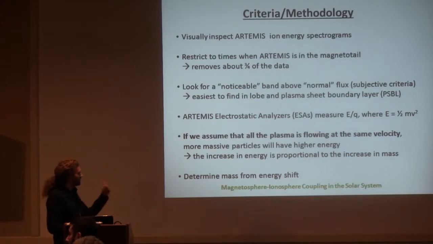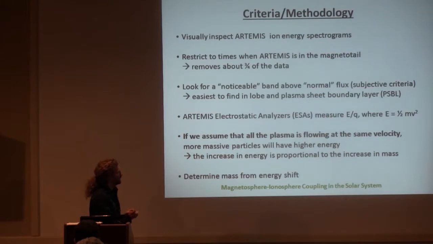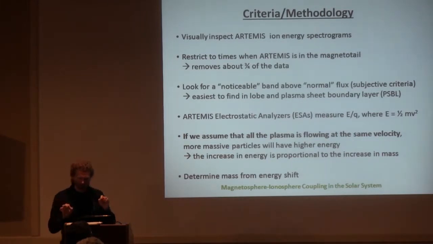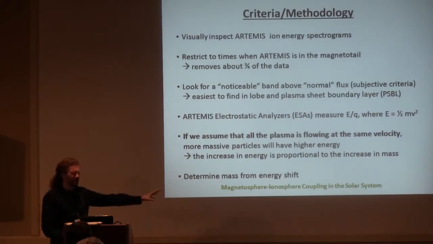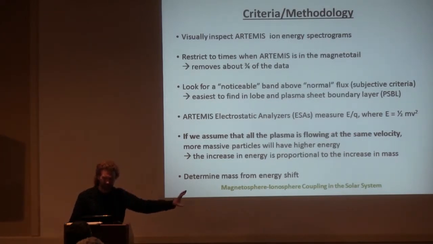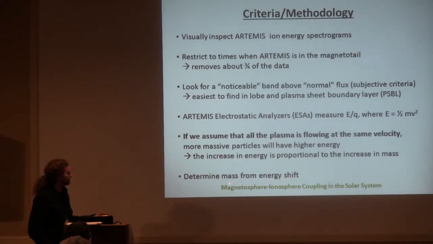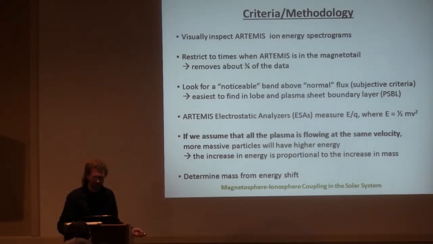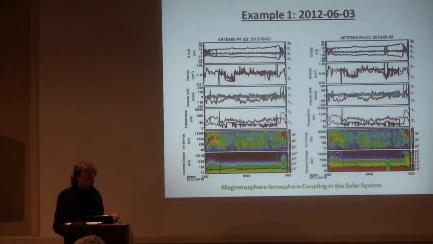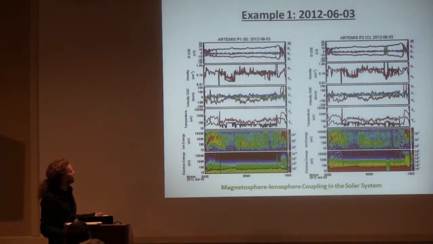Let's see. So it's an interesting point. The Artemis spacecraft have these electrostatic analyzers. They measure energy per charge. They do not measure mass. So we have to make some fundamental assumptions: if we assume all the plasma is flowing at the same velocity, then the more massive particles have a higher energy, and that is proportional to the mass. And so we determine a mass from the energy shift with this assumption that they move at the same velocity. And we'll address, is that really reasonable or not? And maybe. So here's the first example, lots of data.